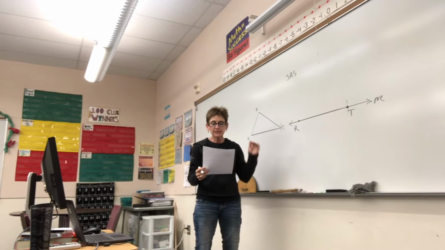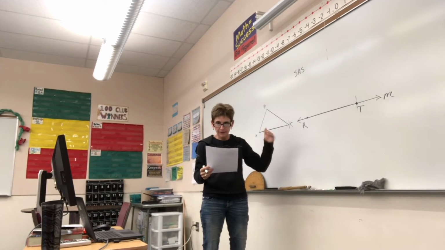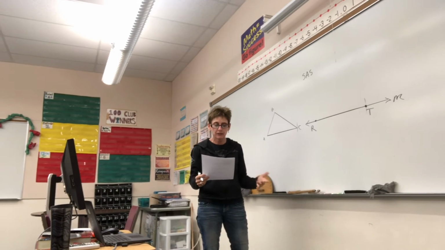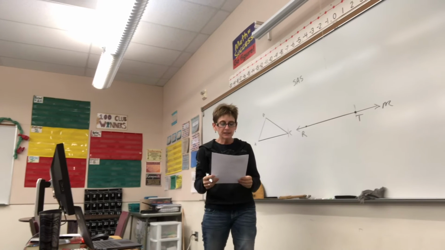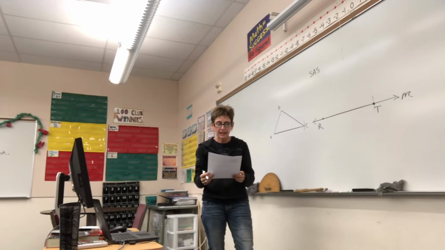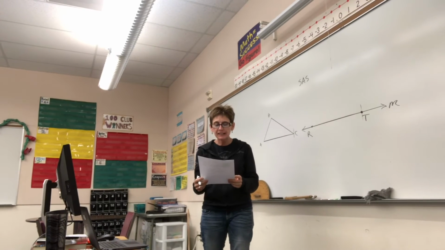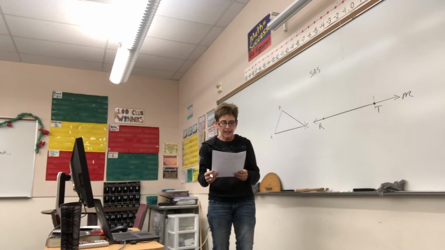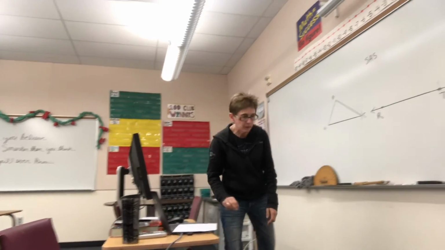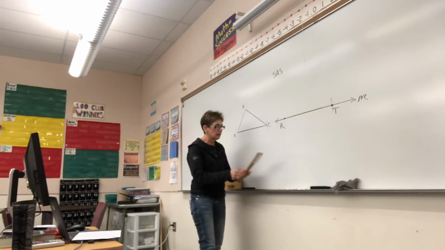Now, this is side, angle, side. So obviously I've done a side. The next step is going to be to do an angle. Step 4 says construct angle R congruent to angle A using RT as a side of the angle and point R. So we're going to copy this much like we did before when we were doing parallel lines.